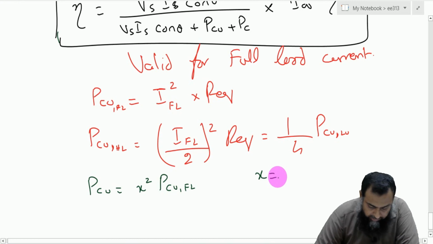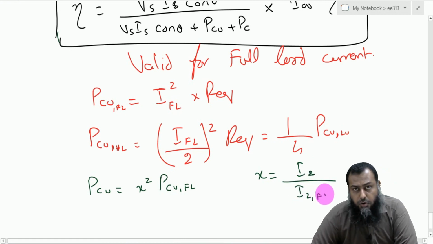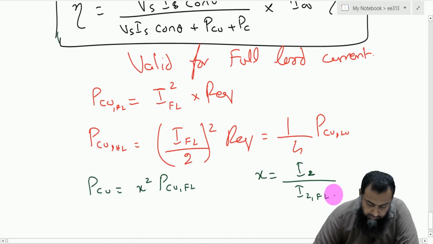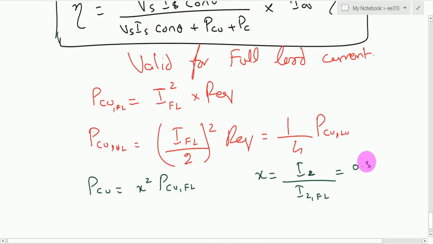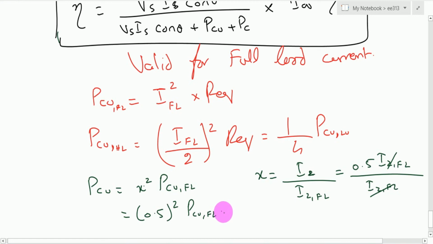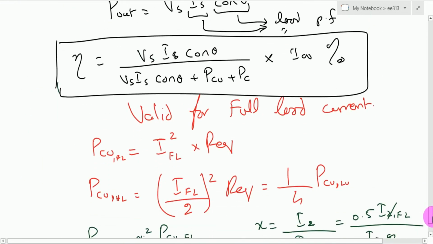It is the ratio of the secondary current to the full load current. So if I have half of the rated current, that is 0.5 I2 full load divided by I2 full load, then this X becomes equal to 0.5. And if I apply this, 0.5 squared, this becomes equal to 1/4 of the copper losses at full load P copper full load.